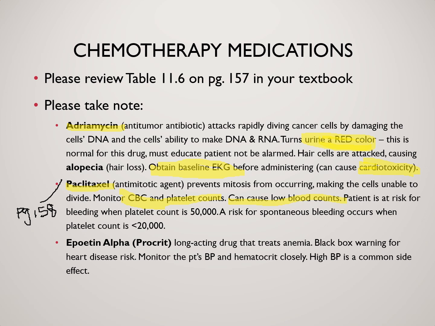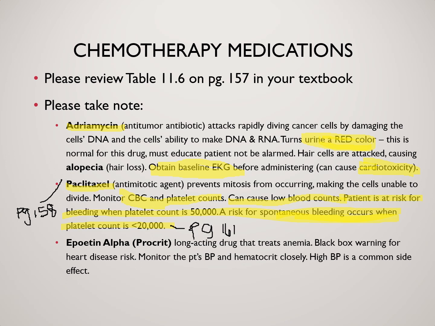And I want you to remember this right here, that the patient is at risk for bleeding when the platelet count is 50,000, and there's an increased risk for spontaneous bleeding when the platelet count is less than 20,000. This information about the platelet counts is from page 161, under the data collection paragraph towards the bottom of the page on the left-hand side.